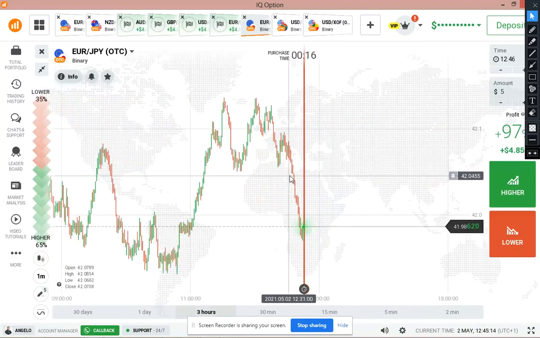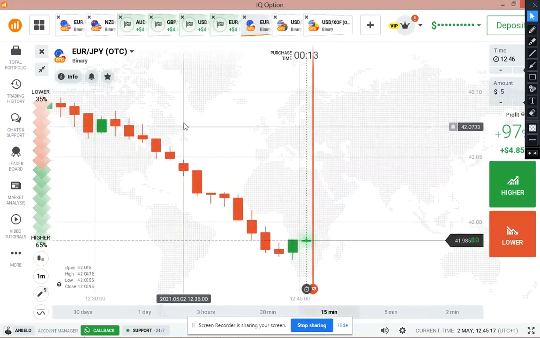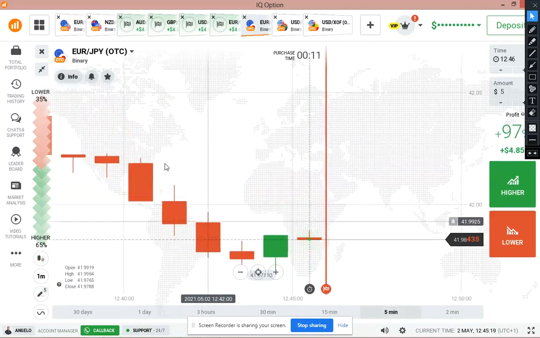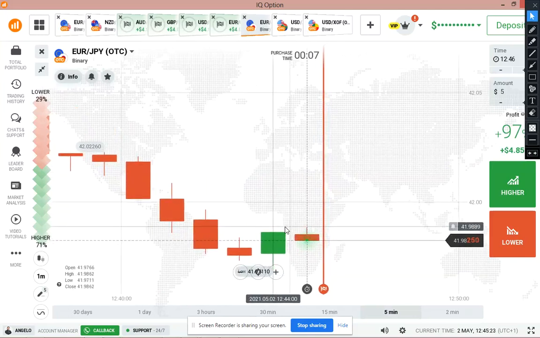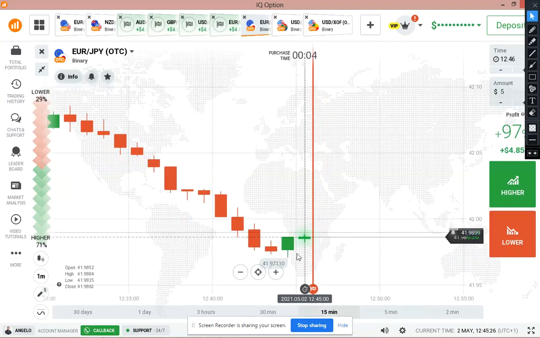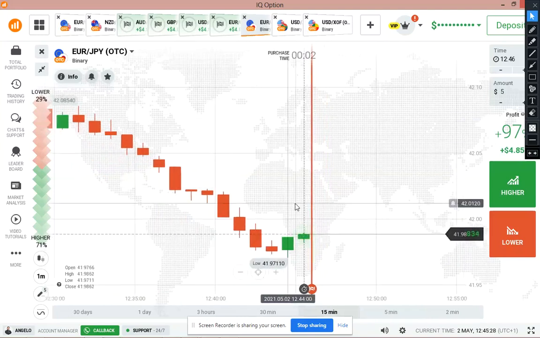So this kind of market, you shouldn't place any trade here. Once you see the price action, like seeing so many green or bullish candles, before you can decide to place your trade. Don't trade in this kind of situation. Don't trade in this kind of market.